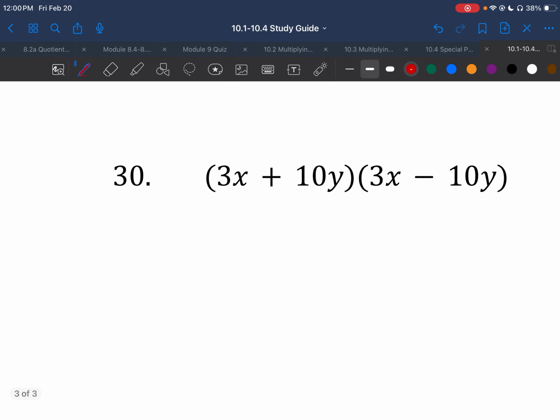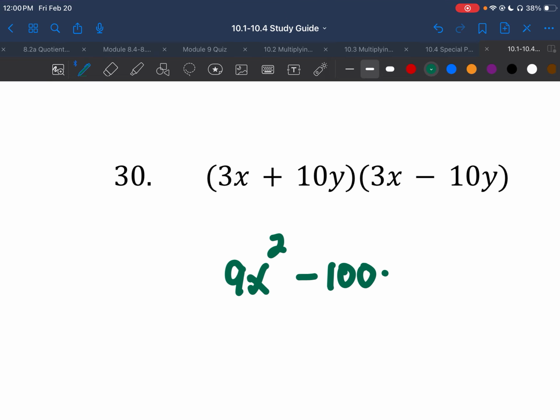Our last one, we have 3x plus 10y times 3x minus 10y. So it's again a sum and a difference. And our first term, 3x times 3x, is 9x squared. And then 10y times negative 10y is negative 100y squared.